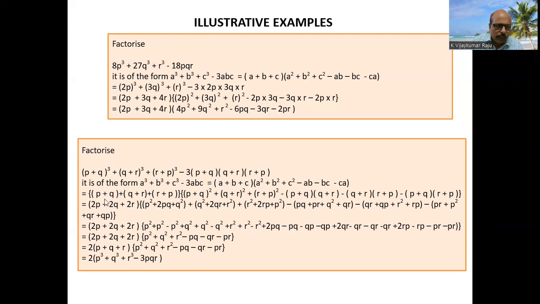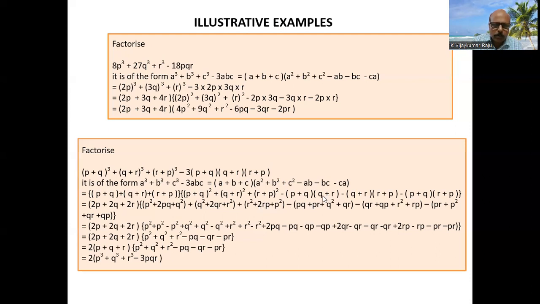So in the first bracket you see here, there are two P's, two Q's, and two R's. So the first bracket becomes 2P plus 2Q plus 2R. And here a plus b whole square, you have to use it. So it becomes p square plus 2pq plus q square. Here again, q square plus 2qr plus r square. Here again the same thing, r square plus 2rp plus p square.